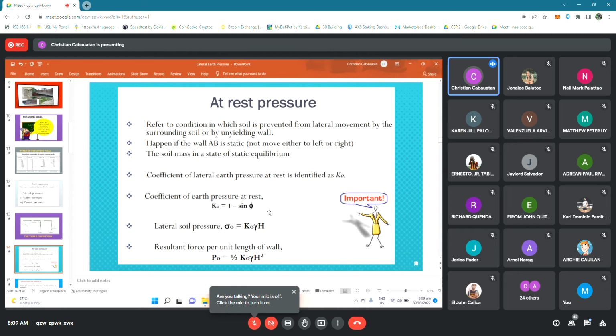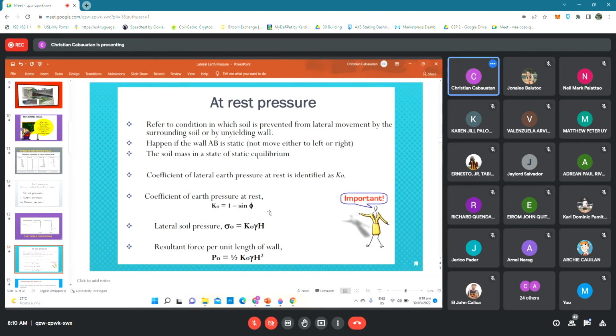Then after drawing the lateral earth pressure diagram, go with these coefficients of earth pressure at rest. The formula for the coefficient at rest would be Ko, where K is the coefficient and o means original state, which is equal to 1 minus sine of your internal friction angle. And then the lateral soil pressure, called Po, is equal to your coefficient times the gamma and your height.